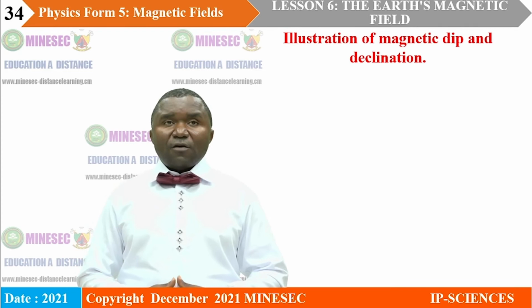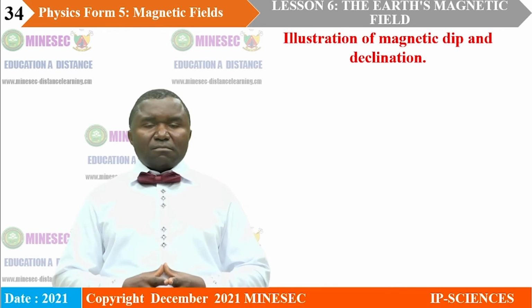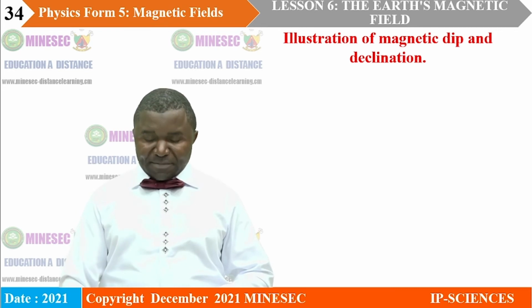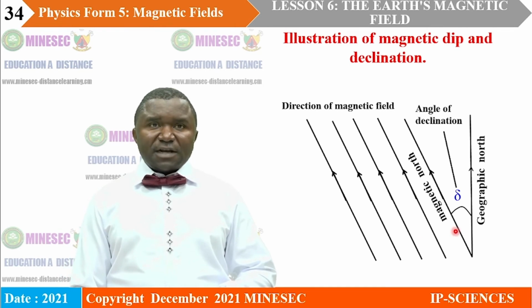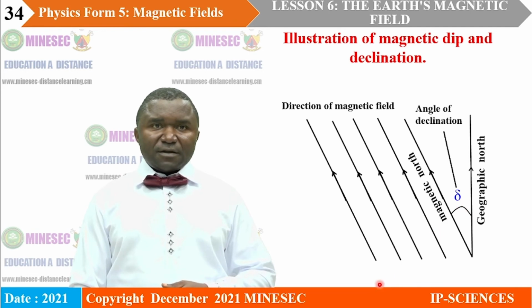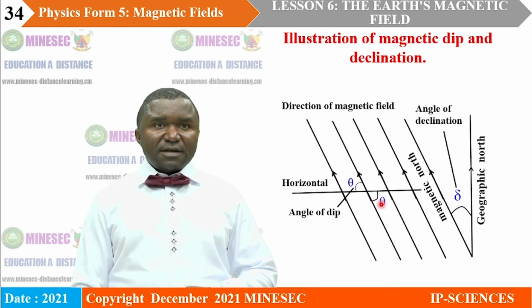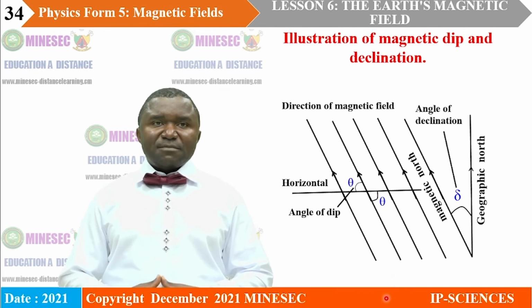Illustration of magnetic dip and declination. If we are to represent the angle of dip and angle of declination on the same diagram, we will have it as follows. The angle of declination, delta, is the deviation from the geographic north, and the angle of dip is the angle that same field makes with the horizontal. These two angles are alternate angles, so any one of them that you choose will give you the same value.